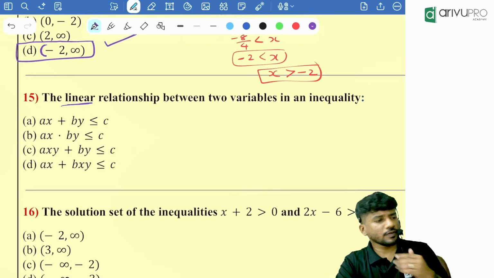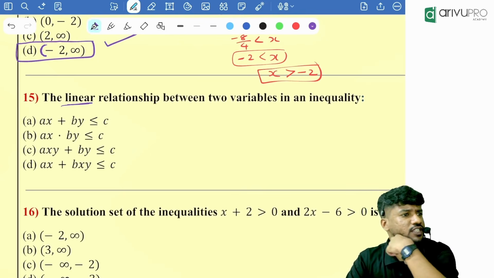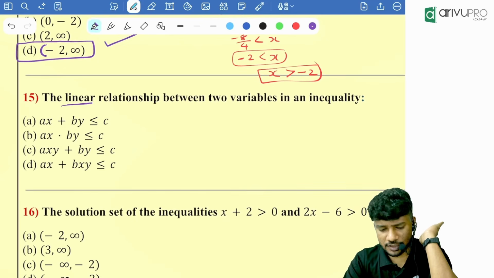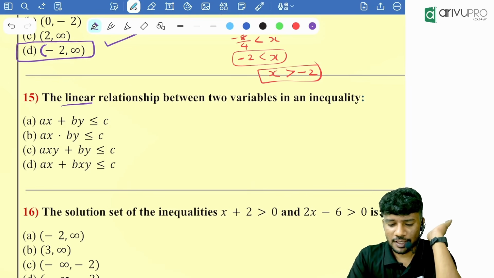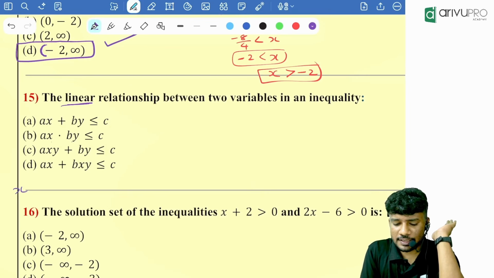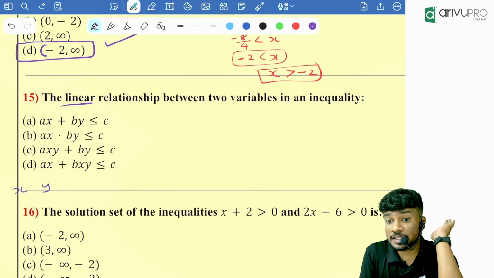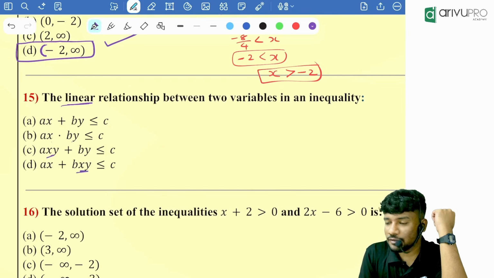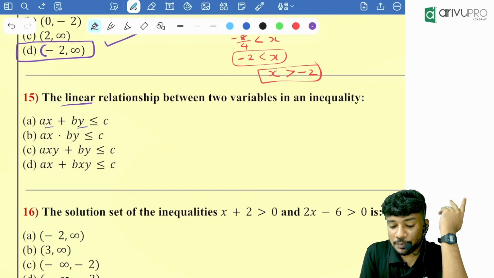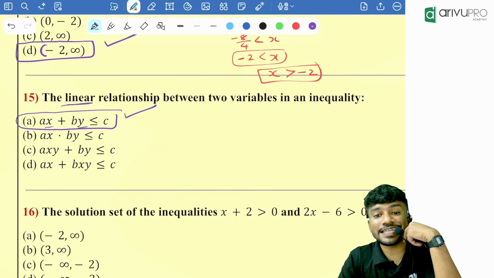A linear relationship between two variables is a linear inequality. Which of the given options says that? Can anyone tell me? Which is a linear inequality over here? If you ask me, x and y are two unknowns. If I multiply them, the power will be what? 2. Quadratic inequality it will become. X into y will become quadratic. The only one where x and y are separately represented is option A. That is your linear inequality.